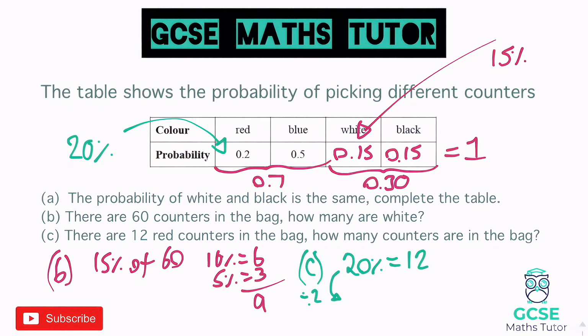So we could divide it by 2, which would give us 10%, which is half of 12, which is 6, and then times that by 10 to get us back to 100%. Okay, again, you could actually just times 20% by 5, but I think that's quite nice just to break it down and build it back up. So 60 counters there would be in the bag.